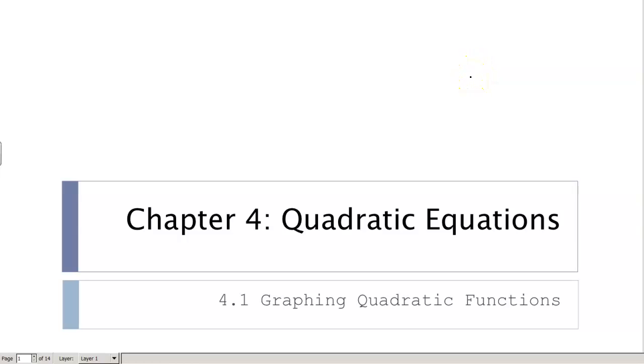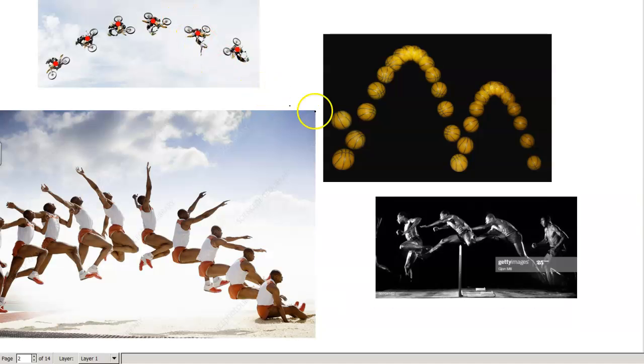We are going to be starting Chapter 4, which is on quadratic equations. 4.1 is on graphing quadratic functions. So this whole chapter is talking about quadratic equations, and we're going to be looking at the visual side of that first.